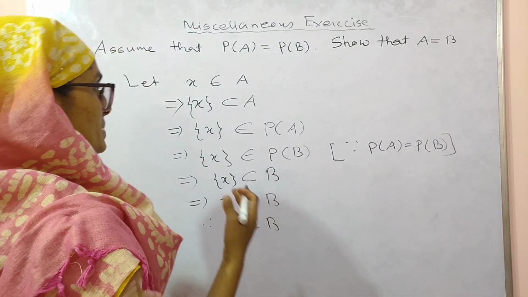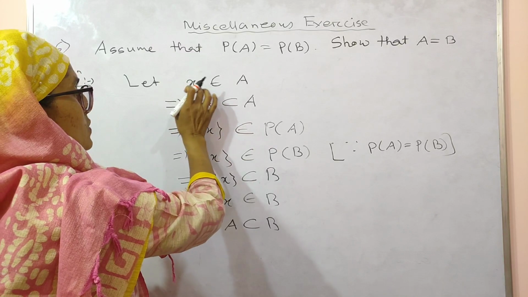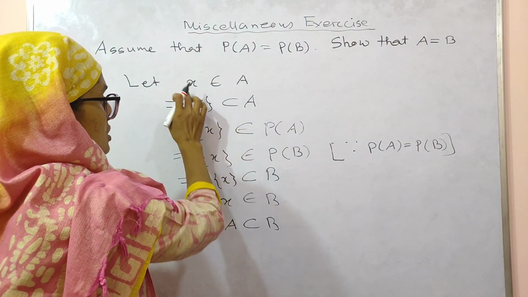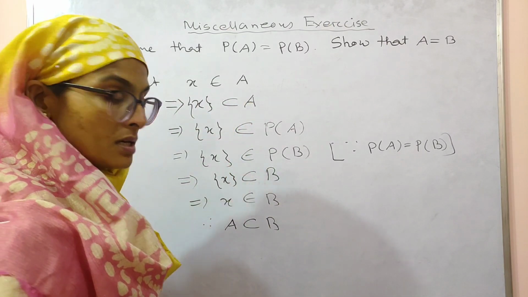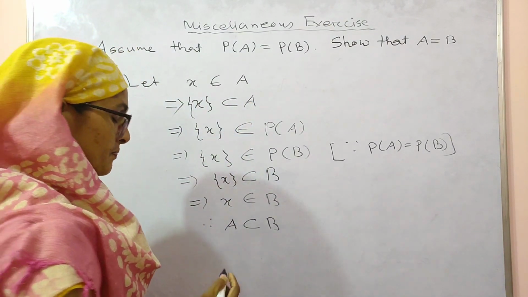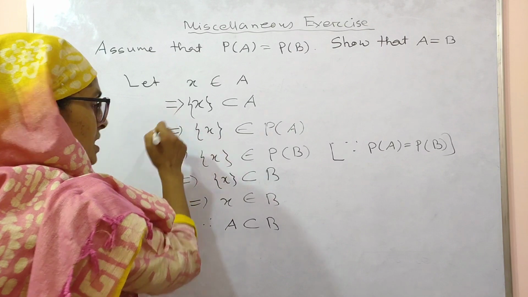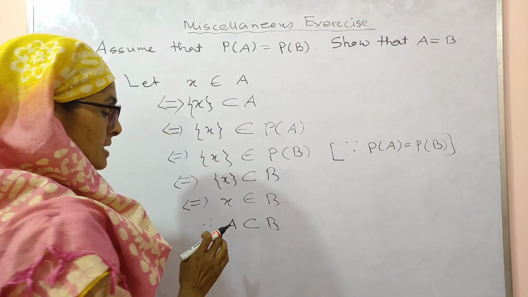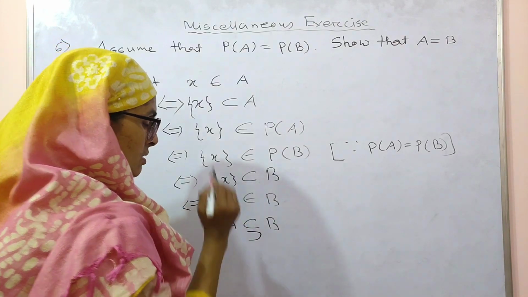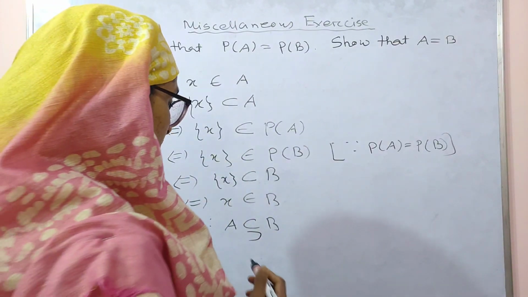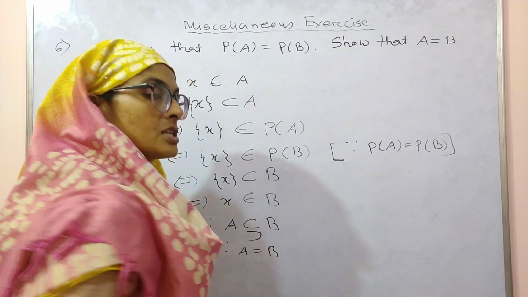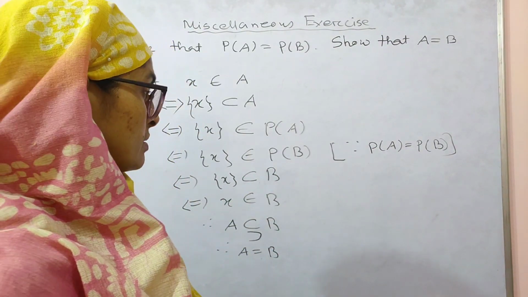Conversely, you can prove that if you take y belongs to B, then write in this way: {y} is a subset of B. So conversely, you can write it, or you can write if and only if also. Here give if and only if. Then A is a subset and superset of B. Therefore, A equals B. You can write in this way also.